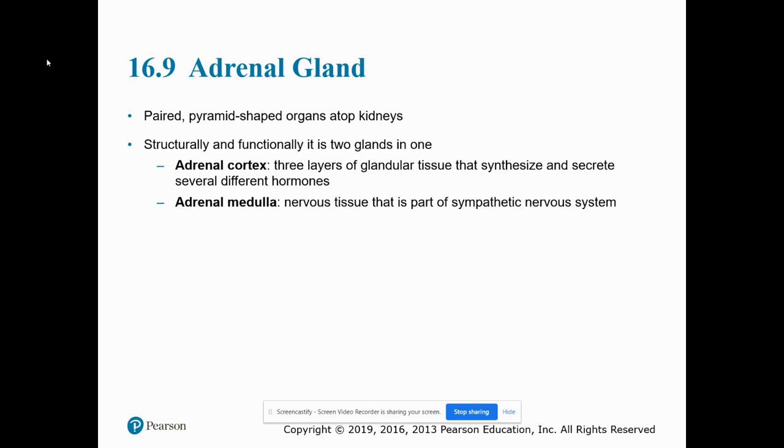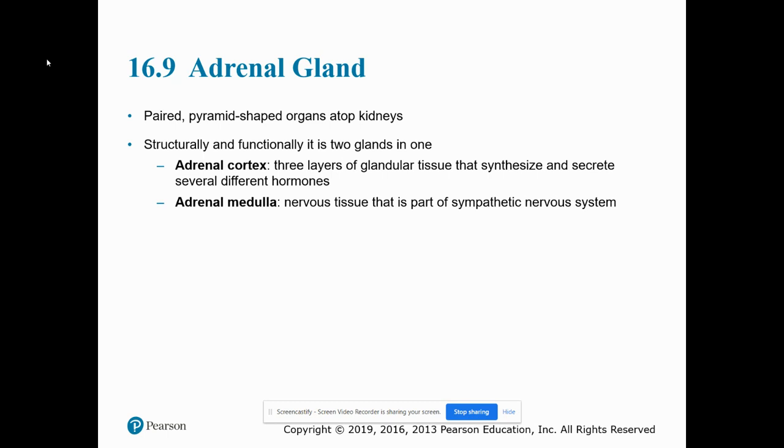So the adrenal glands are paired, pyramid-shaped organs that sit just above the kidneys. Actually, they sit on top of the kidneys. They're structurally and functionally two different glands. The outer portion is called the adrenal cortex. It's 3 layers of glandular tissue that synthesizes and secretes several different hormones, and that's kind of important. It's glandular tissue.